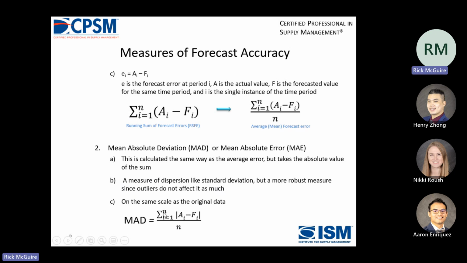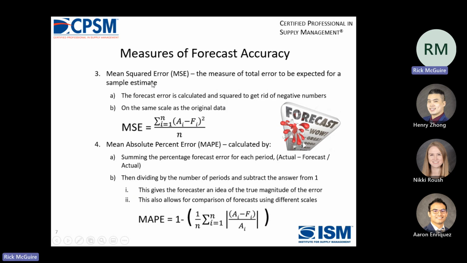You can see it's actual minus forecast, sum 1 to n over n, but it's the absolute value. It's not the sum. So that's the MAD. Then you've got the mean squared error. This is a measure of total error to be expected for a sample estimate. Forecast error is calculated and squared to get rid of the negative numbers. So you're just doing the running sum of forecast errors, but you're squaring it to get rid of the negatives, instead of in the MAD, where you're using the absolute deviation, and you're dividing by n. So that's the mean squared error.